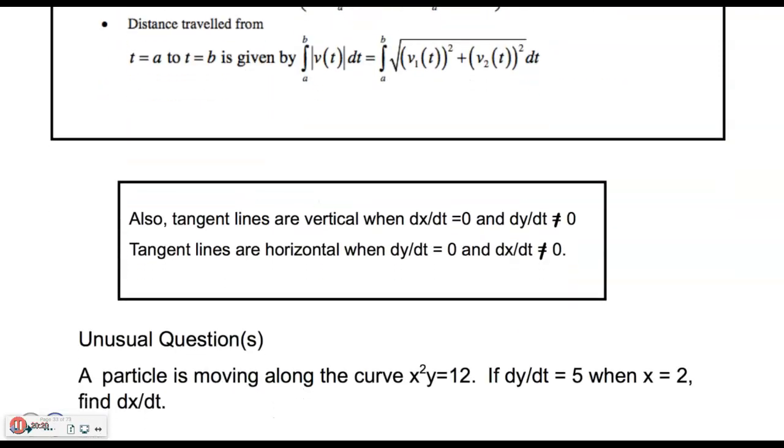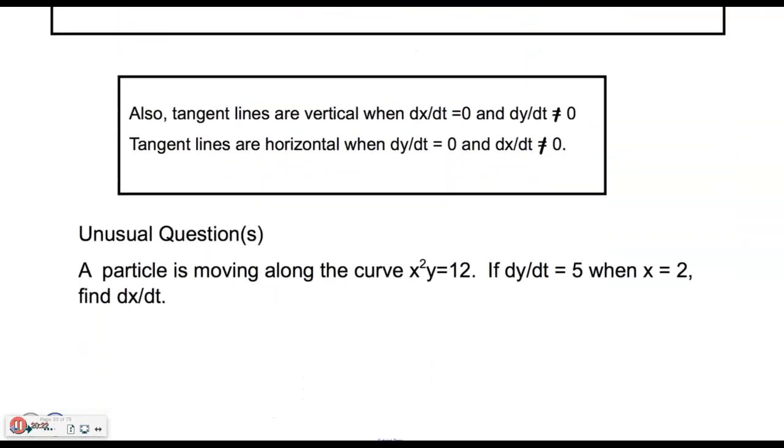Let's go down and just talk about a couple tricky things. Tangent lines are vertical when the denominator equals 0, because remember our dy/dx is equal to dy/dt over dx/dt.